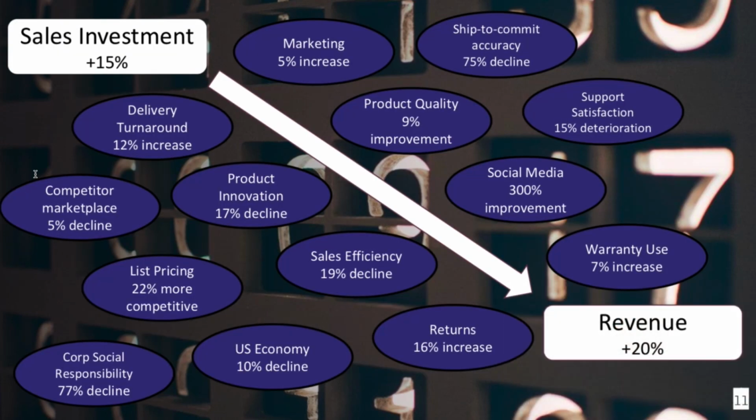So you start thinking about that sales model you've got that shows you the different investments and the impact on revenue. And you start thinking about all the other impacts that could be going on for this revenue question, right? It's not just sales. There's also marketing. There's the ship to commit accuracy. There's product quality. There's even things that you don't control. What's your competitive market doing? What's the economy going to be like?